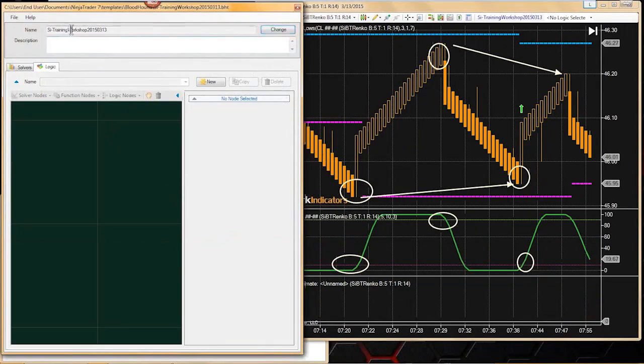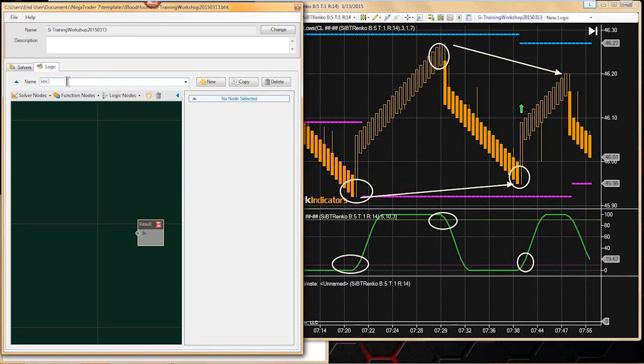Alright, so I have my BloodHound file named. So now let me create a new logic template here. Let's see. I'm not sure what to call this system, but I'll just make something up here: higher high and a lower low with the stochastic setup there. Alright, I guess that's good enough for a name.